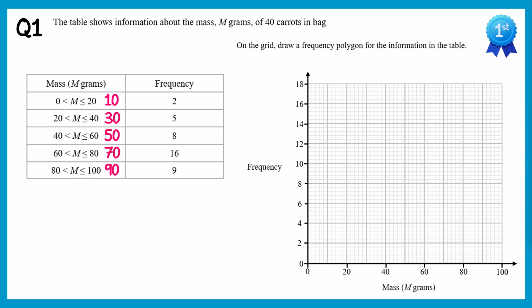We then plot across at each of these midpoints with its frequency. So the first midpoint is 10 with a frequency of 2. So we go to 10 and 2 and plot across. We then do one at 30 with 5, that goes here. One with 50 at 8, that goes here. And then 70, 16 is here. And finally 90, and that goes here. You can then connect up each of these crosses with a straight line, like this. And that's your completed frequency polygon.